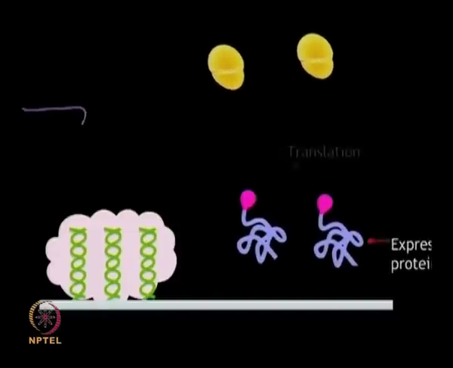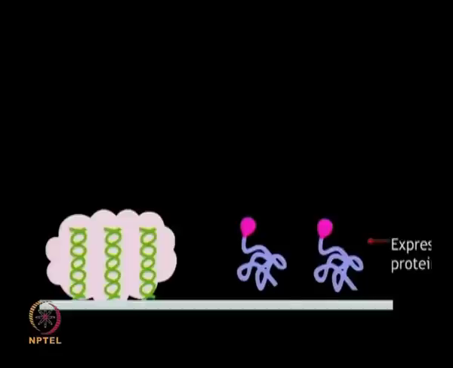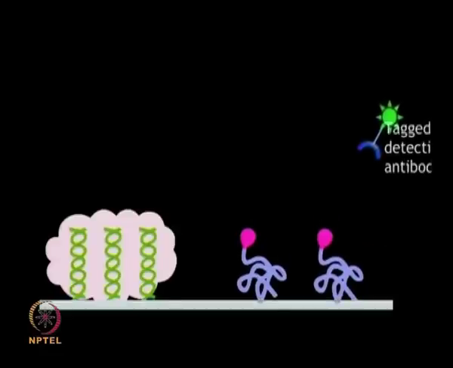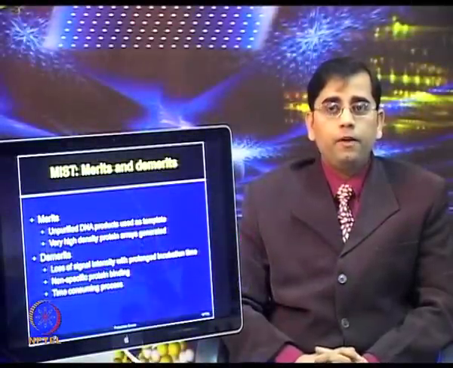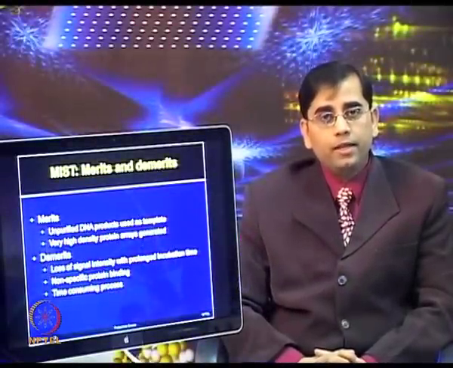The protein expressed from the template DNA binds to the array surface by means of non-specific interactions, which is one of the drawbacks of this procedure. A detection antibody specific to the protein of interest is added, which indicates protein expression levels by using a suitable fluorophore. The different merits and demerits of using the MIST method.